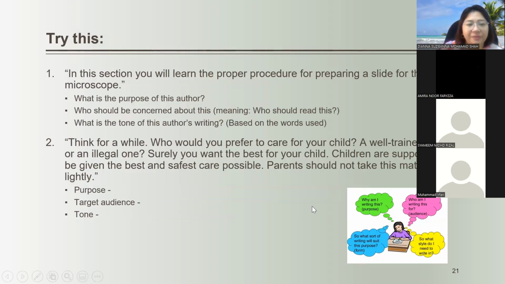All right. Okay, so in this section, you will learn the proper procedure for preparing a slide for the microscope. Look for the word procedure. Preparing. Okay, maybe it involves steps. Kan, number 1, number 2, number 3. So here the purpose is going to be to instruct maybe. All right, so who should be concerned about this? Look at the word microscope, mungkin medic students lah kan, mungkin medical students.